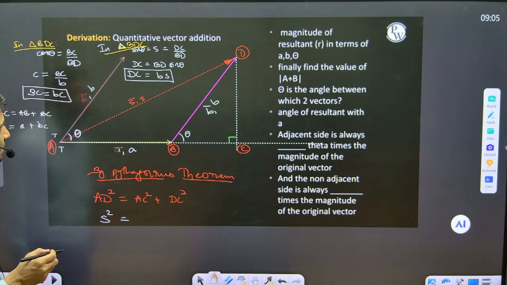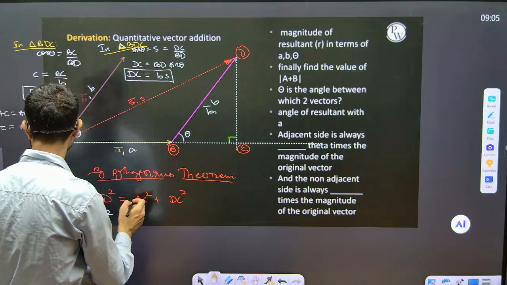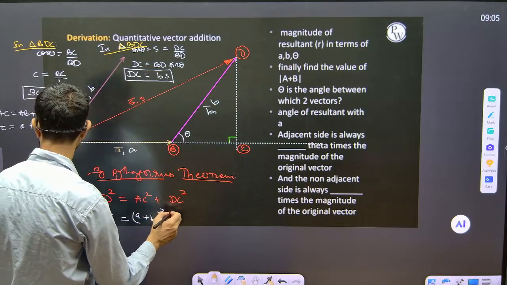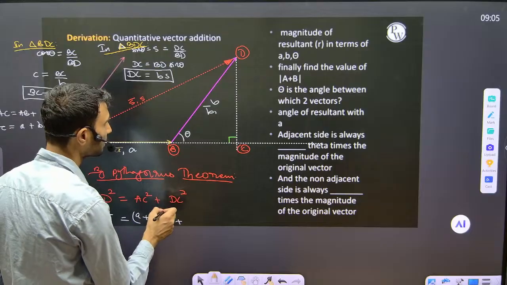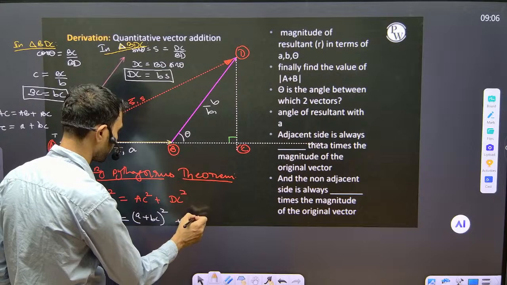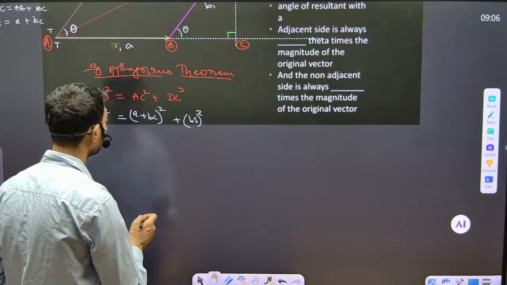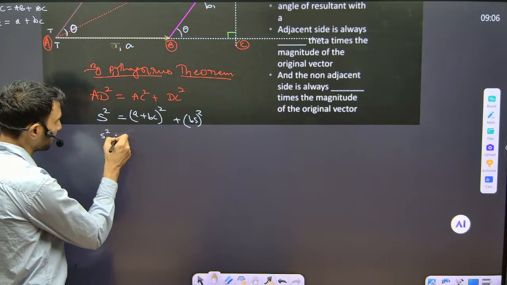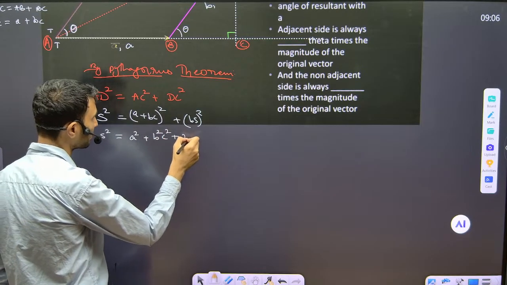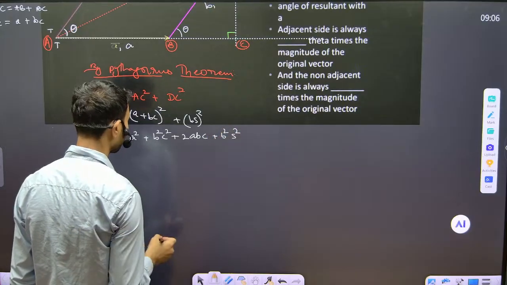Now let us see what is DC equal to. DC we already know it is equal to BS, right? So S square is nothing but A plus BC whole square plus DC is nothing but BS whole square. Okay. So that is S square is equal to A square plus B square C square plus 2ABC plus B square S square.